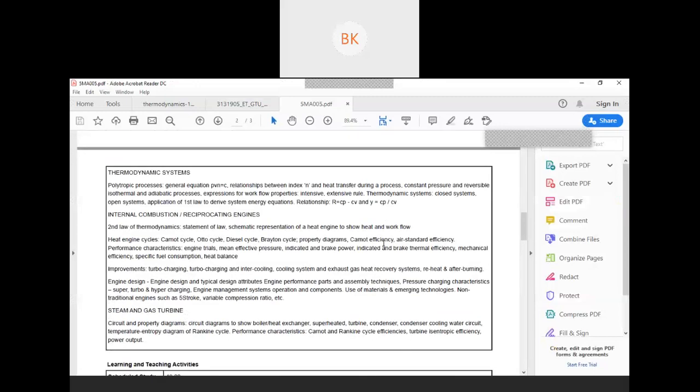So this is the syllabus actually. So most probably we will see these things. Currently we have completed these things, that is intensive, extensive, thermodynamic system, okay, that we have already seen over there. Maybe some more concepts are there.